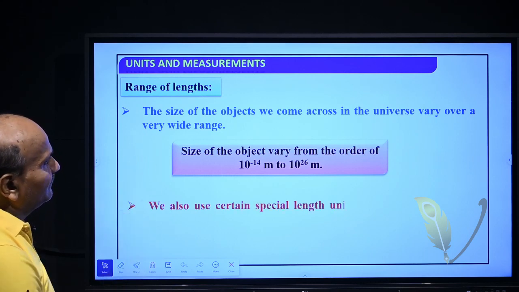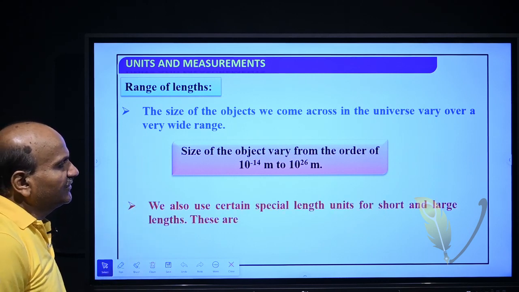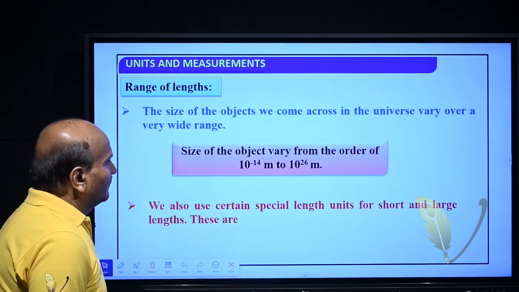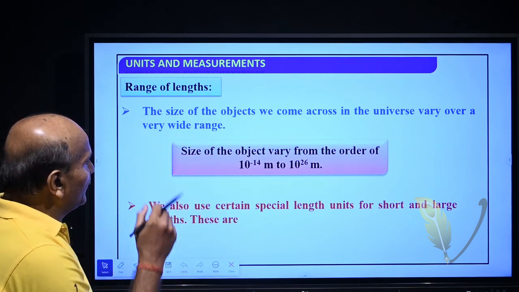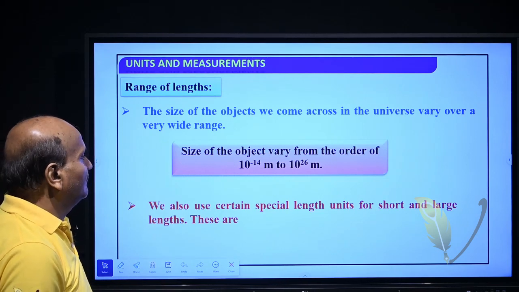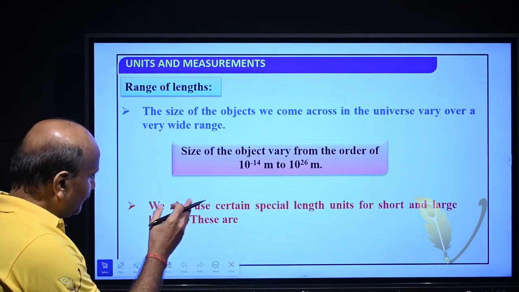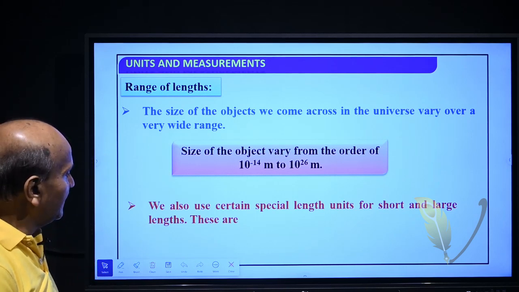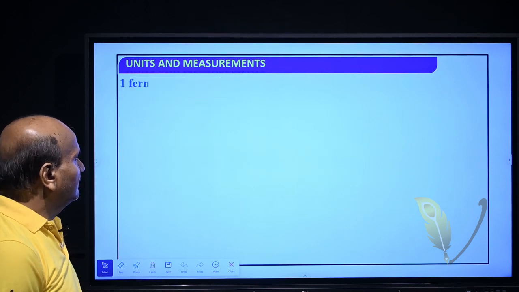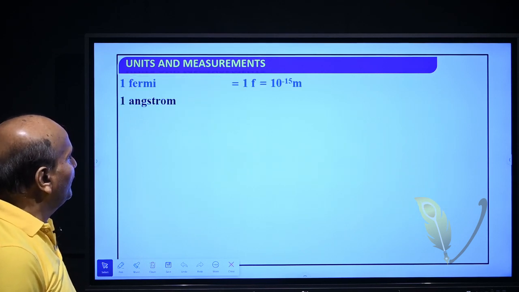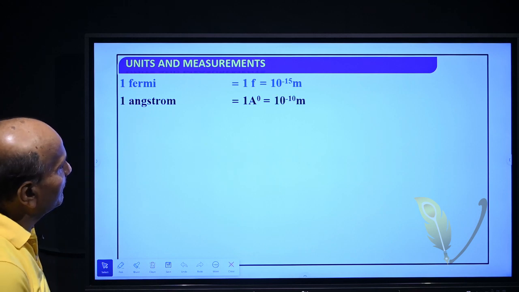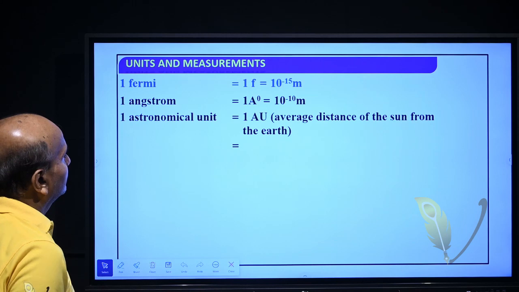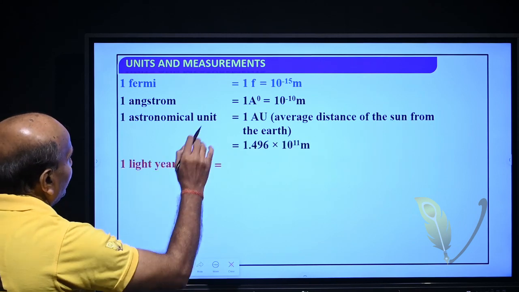The sizes of objects we come across in the universe vary over a very wide range, from the order of 10 to the power minus 14 meter to 10 to the power 26 meter. So, we also use certain specific length units for short and large lengths. First, Fermi: 1 Fermi is equal to 10 to the power minus 15 meter. Then 1 angstrom is equal to 10 to the power minus 10 meter.